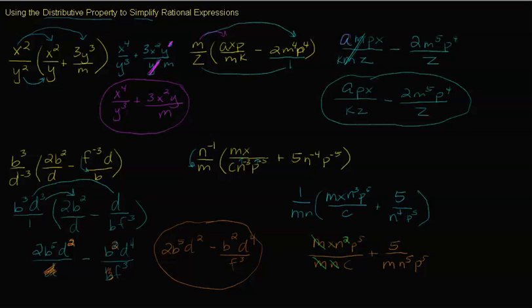So our final answer is going to be x n squared p to the fifth, we're going to run out of room, over c plus 5 m n to the fifth p to the fifth. Bada bing, bada boom. So really go slow. Pay attention to the negative exponents and then also reducing at the end.